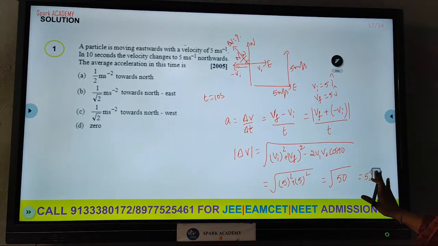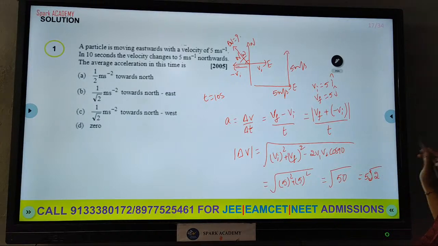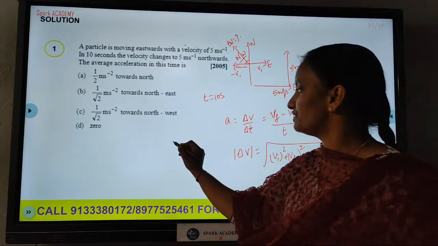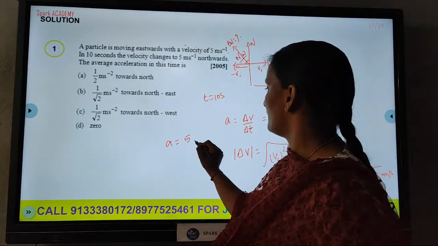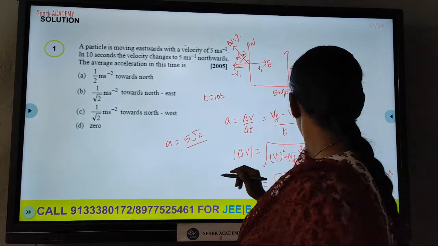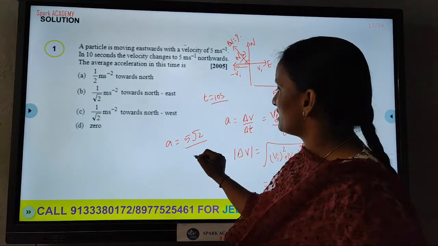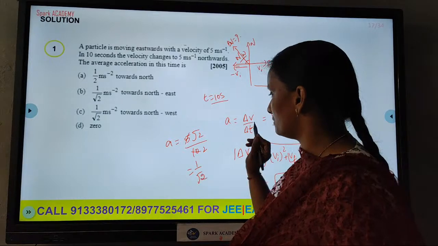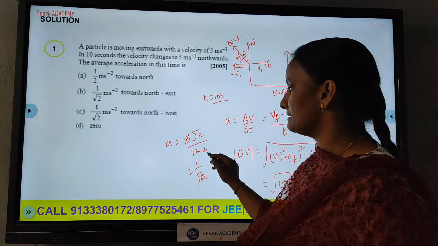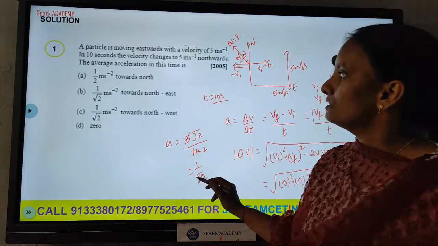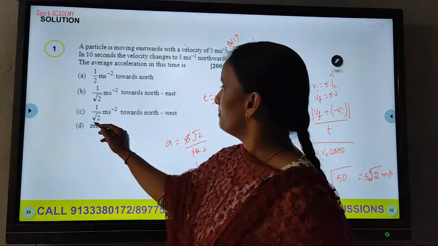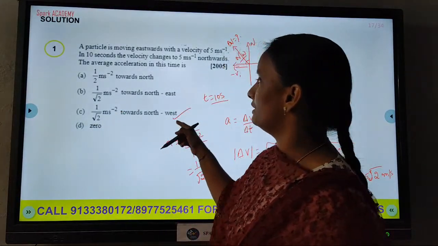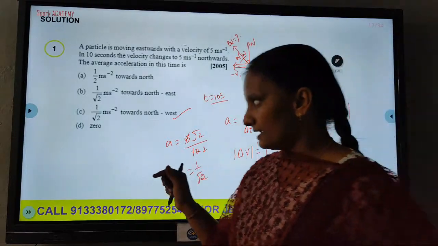Sorry, 5 root 2. This is the velocity, but for acceleration we have to take that 5 root 2 by time taken, which is 10. So it is 1 by root 2, since root 2 can cancel the 2, root 2 times. So 1 by root 2 meter per second squared, direction is northwest. Next.